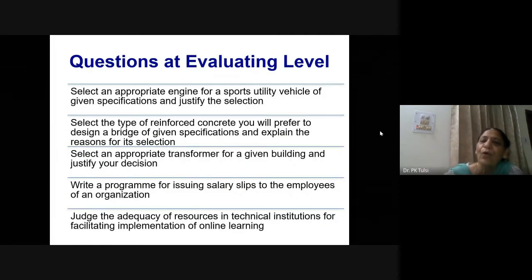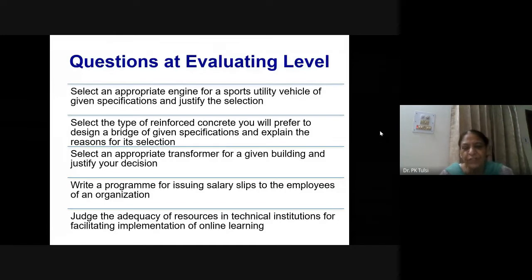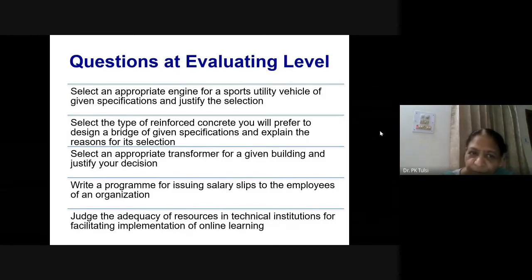And here, all those where you have to determine the worth, make a judgment and take a decision. So select an appropriate engine for a sports utility vehicle of given specification and justify the selection. Select the type of reinforced concrete you will prefer to design a bridge. These are all questions. Write a program, then judge the adequacy of resources and technique. All these are questions which involve a component of judgment and decision.